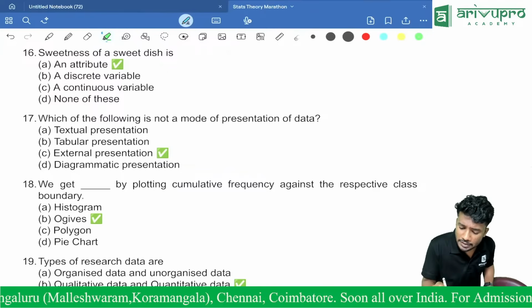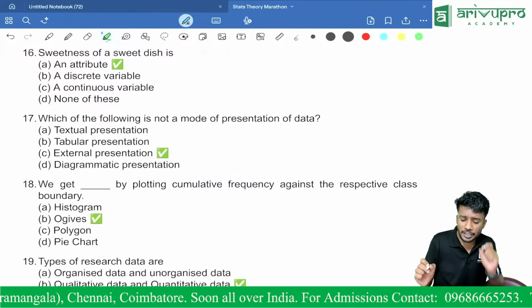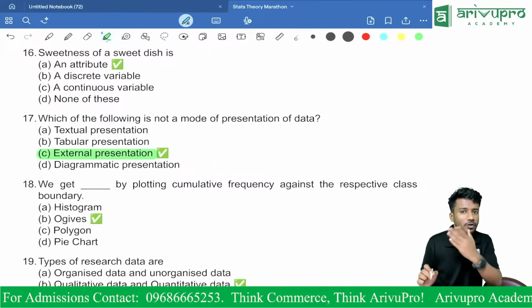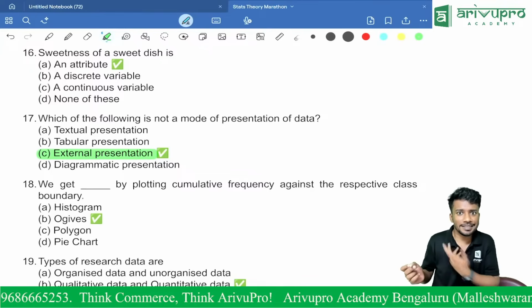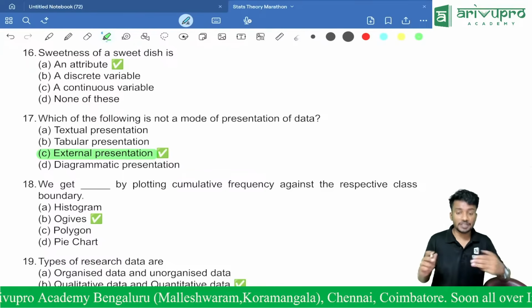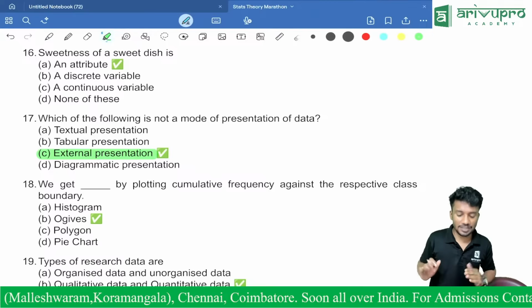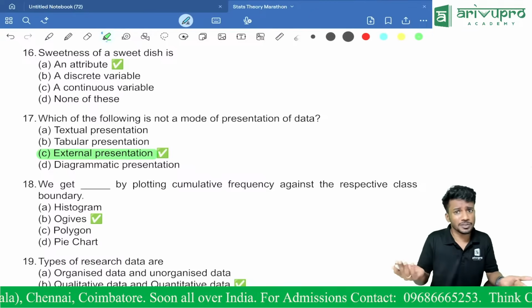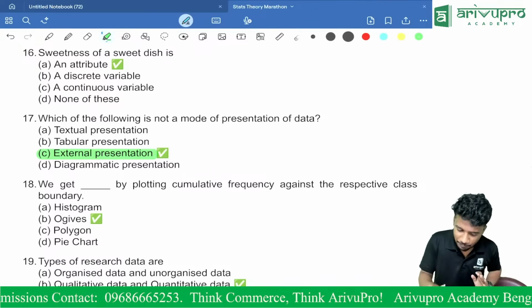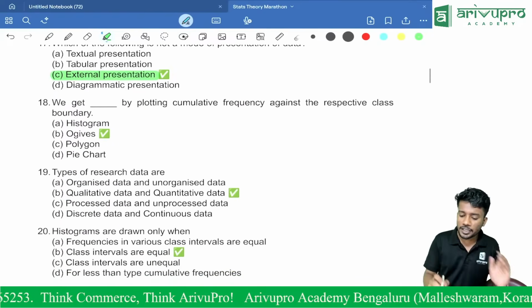Then, which of the following is not a mode of presentation of data? External presentation is not one. Did we discuss that? No. There is textual representation, tabular representation, and diagrammatic representation. Other than that, are we presenting using external presentation? No.